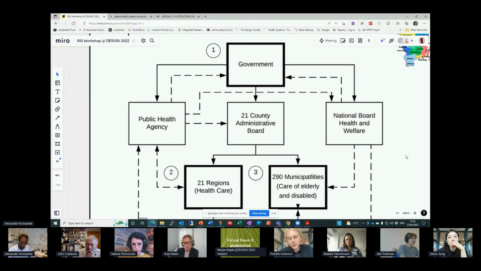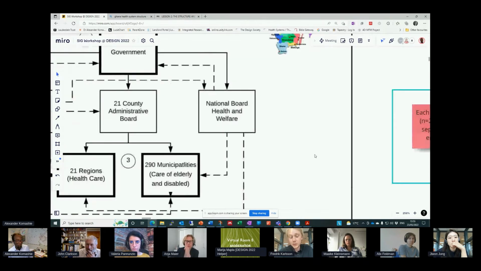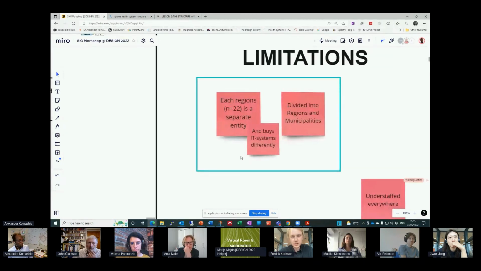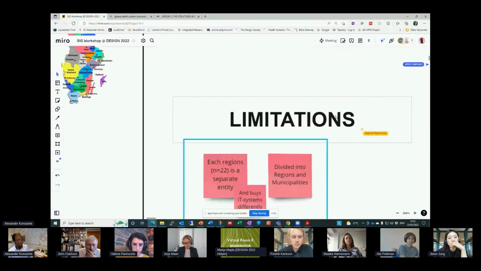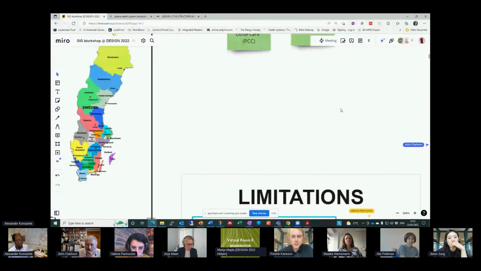But I also put a positive with this: it's easy to compare different systems and how they work. So there's also a way to compare systems and see what works best. Thank you.